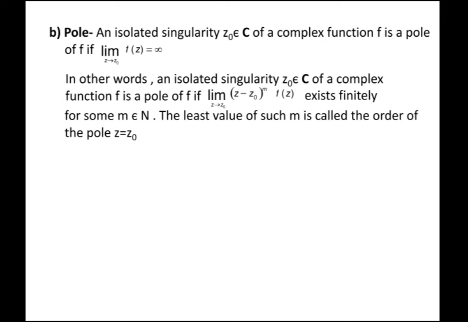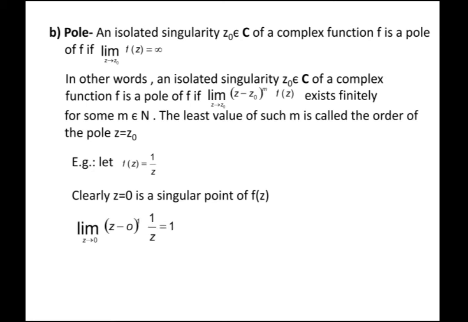For example, consider the function f of z equal to 1 by z. Then clearly this function is not analytic at the point z equal to 0. So we can say that z equal to 0 is a singular point of the function f of z. So limit z tends to 0, (z minus 0) raised to 1 into 1 by z is 1. So by the definition of the pole, we can say that z equal to 0 is a pole of order 1, since this limit exists finitely.